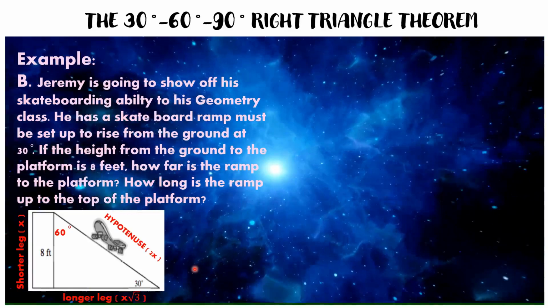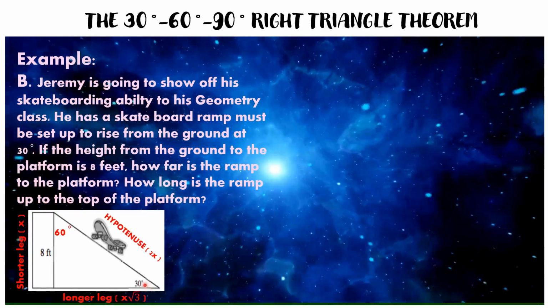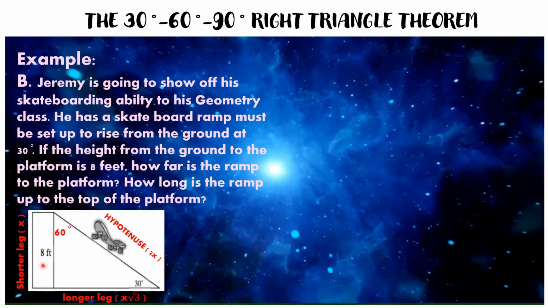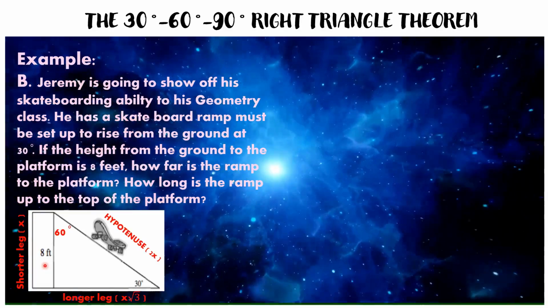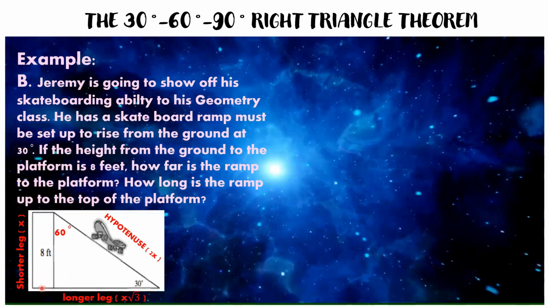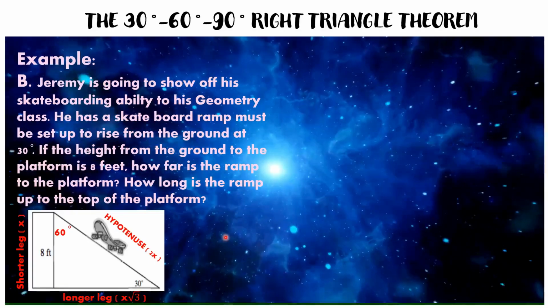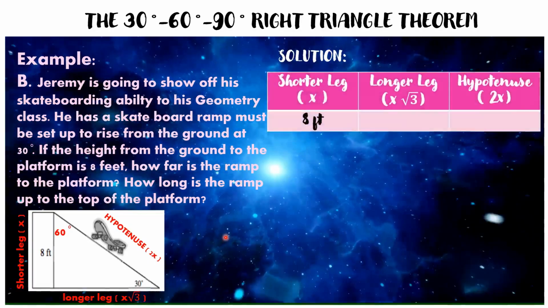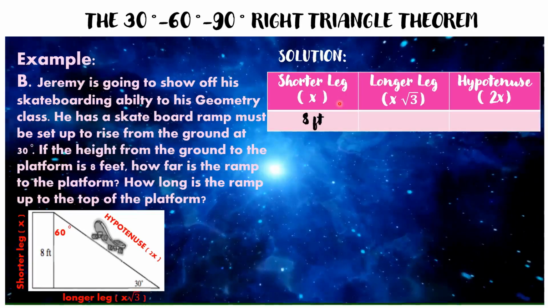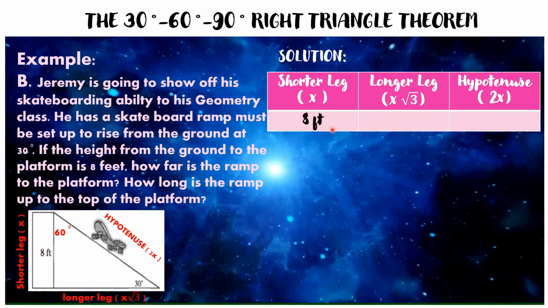Okay, bakit po kaya hypotenuse and longer leg? Kasi ang given angle po dito is 30 degrees and 30 degrees is opposite to doon po sa height ng platform. So 8 feet refers to the shorter leg. 8 feet is the length of the shorter leg. So for our solution, okay po, since the shorter leg is represented by x and the shorter leg is equal to 8 feet, therefore x is equal to 8 feet.